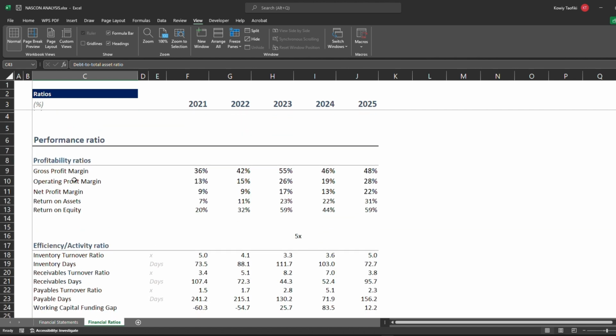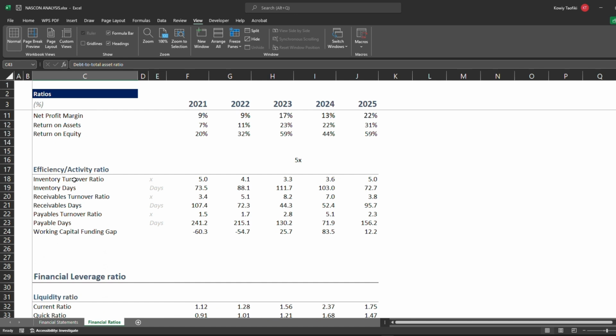Now you can look at the performance of these ratios and make financial decisions overall.